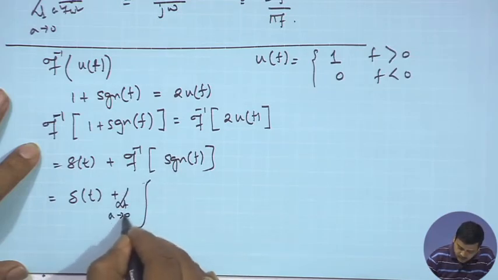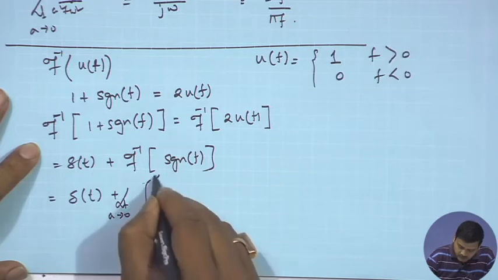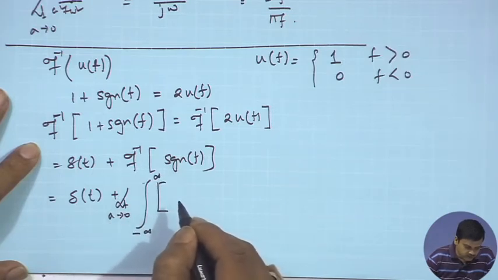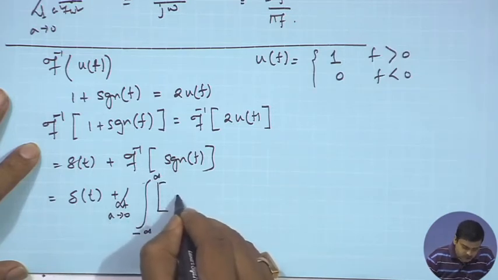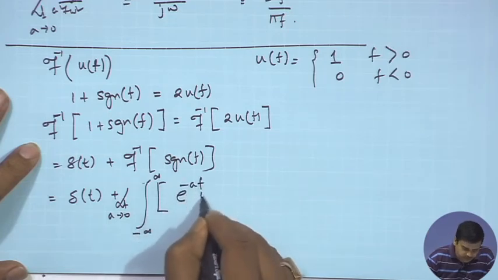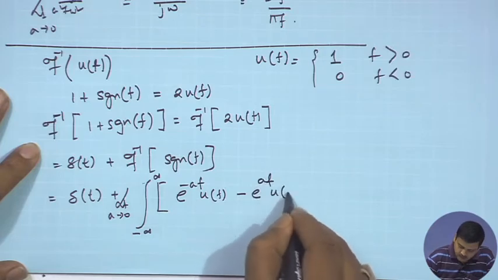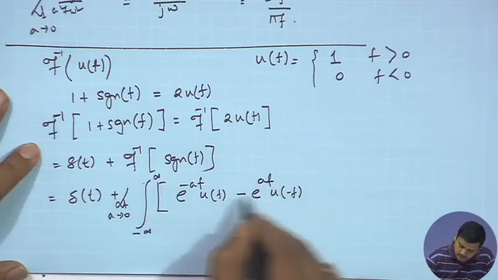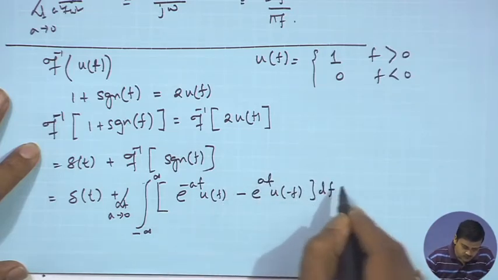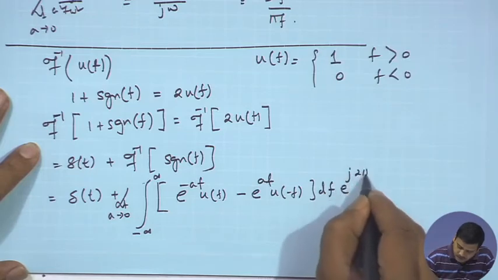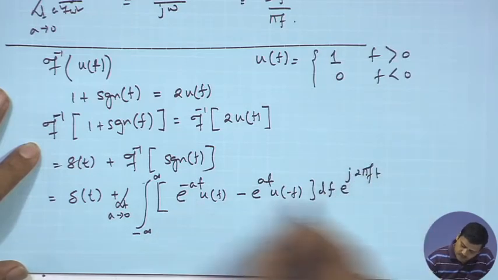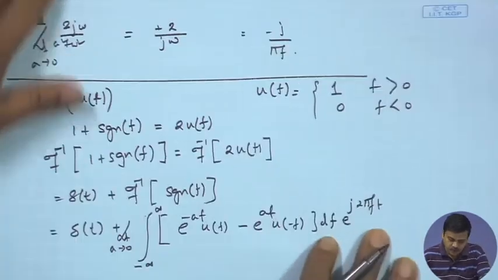limit a tends to 0, minus infinity to infinity. Let us write the whole thing, and then we can split it up: e to the power of minus a f u of f minus e to the power of a f u of minus f, of course df, e to the power of j 2 pi f t. So, this is the whole expression, and we move forward with this.